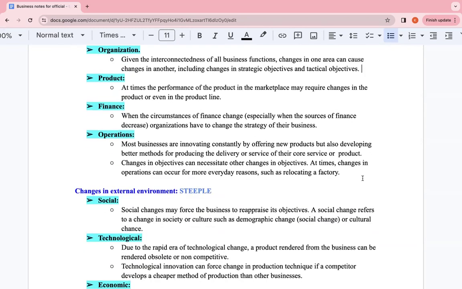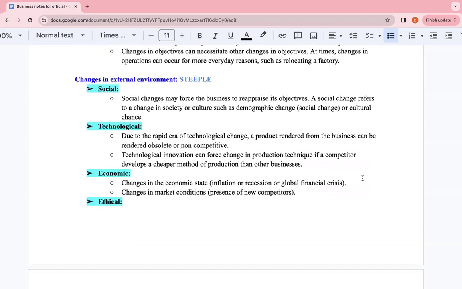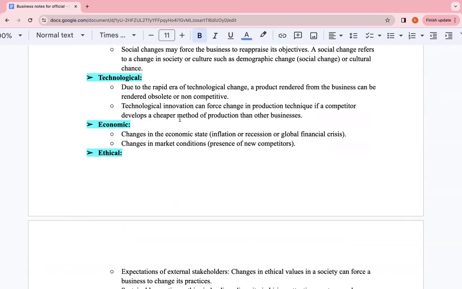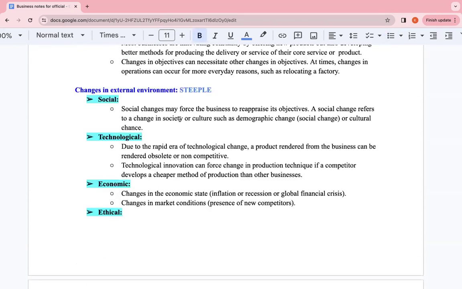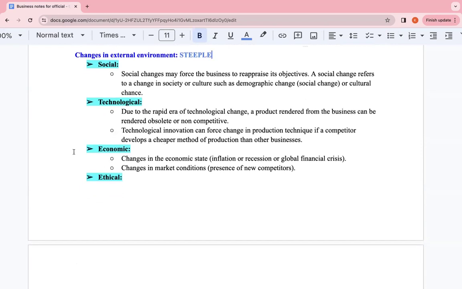So now let's talk about changes to the external environment, and this refers to STEEPLE. STEEPLE is an acronym for social, technological, economic, ethical, political, and legal and ecological changes. So you technically do have to memorize these, unfortunately, but yeah. So basically, let's talk about social changes. Social changes may force the business to reappraise its objectives.